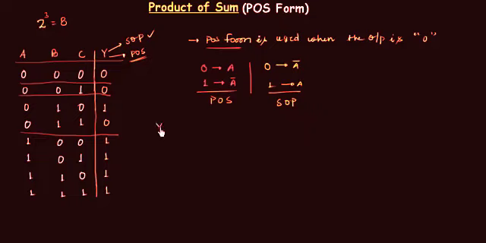Let's write it. The function is Y, and for the first case you can see A is 0, B is 0 and C is 0. So we will write it as A or B or C. And for the second case, you can see A is 0, B is 0, C is 1. So A or B or C complement. We have to write it as C complement because it is 1, from here you can see. And for the last case, we have A as 0, B as 1, C as 1.